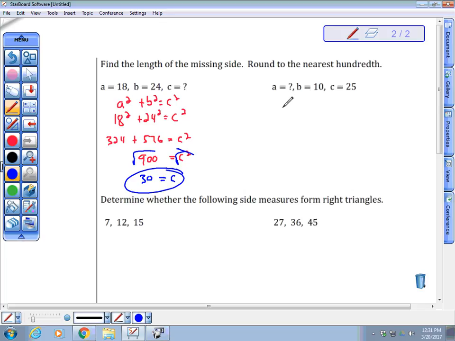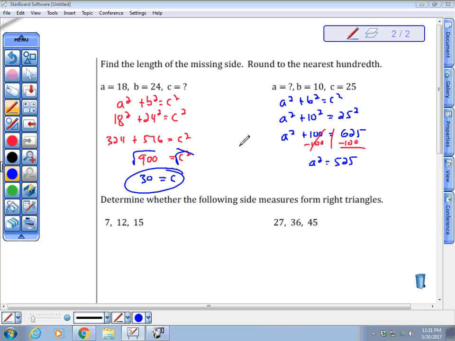Last one of like these. A squared plus B squared equals C squared. A is unknown. B will be 10 squared. C will be 25 squared. So A squared plus 100 equals 625. Subtract 100 to both sides of the equal sign. So A squared equals 525. Square root both sides. A is approximately 22.91.